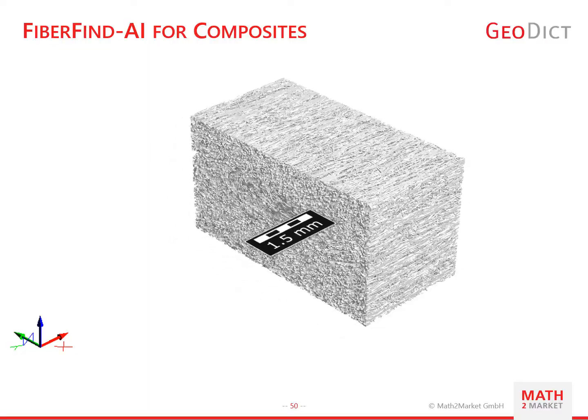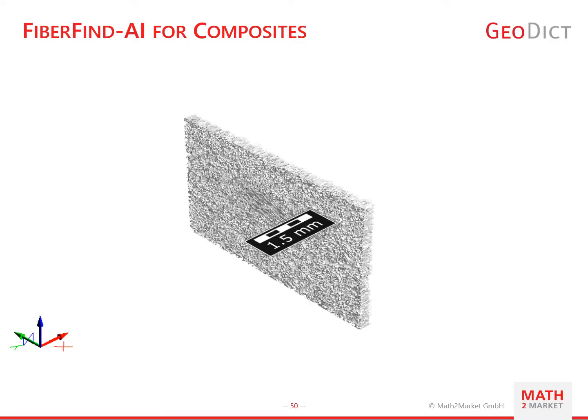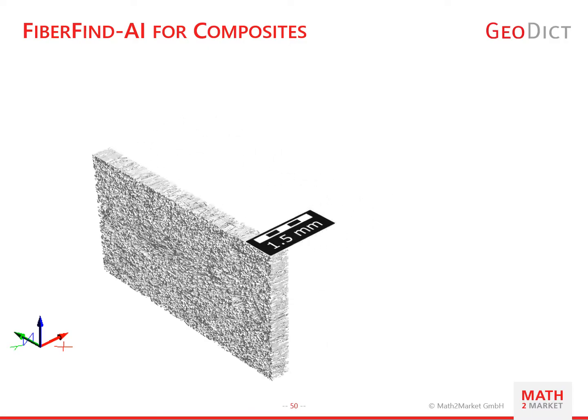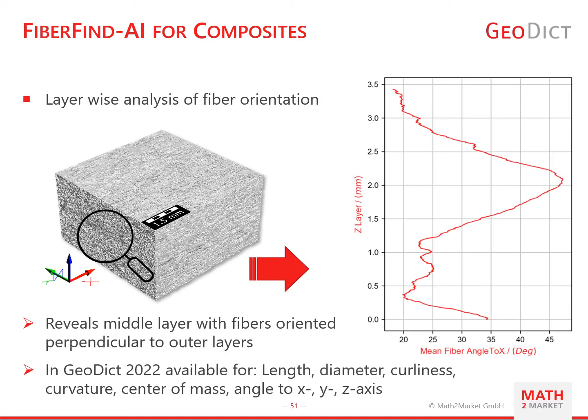Here you can see the segmented scan. And as you can see in this video, there is something going on in the center of the structure. To get a better impression of what exactly is going on in the center of the structure, a layer-wise analysis of the fiber orientation is done in FIBERFIND-AI. In the diagram on the right, you can see that the fiber angle to the x-axis changes throughout the thickness of the structure. In the center, the mean fiber angle reaches a maximum of more than 45 degrees.